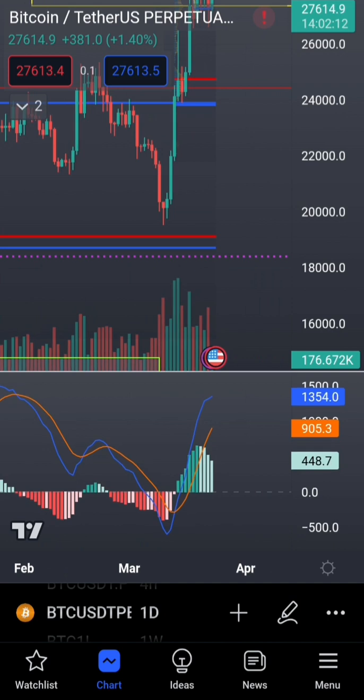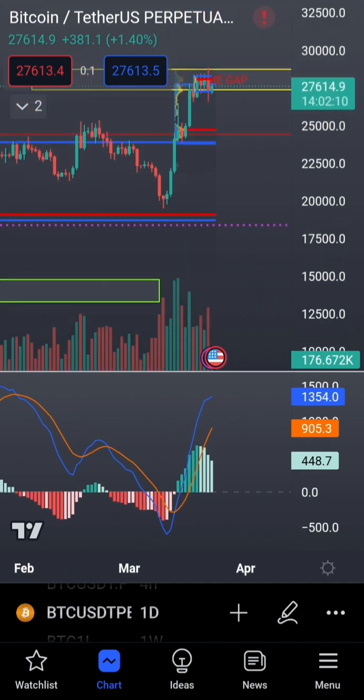We haven't crossed yet. All right, that's my update for Bitcoin. Nothing much to say. We had the move down, the move up. I am aiming for lower prices, but I am aware of the possibility of going higher.